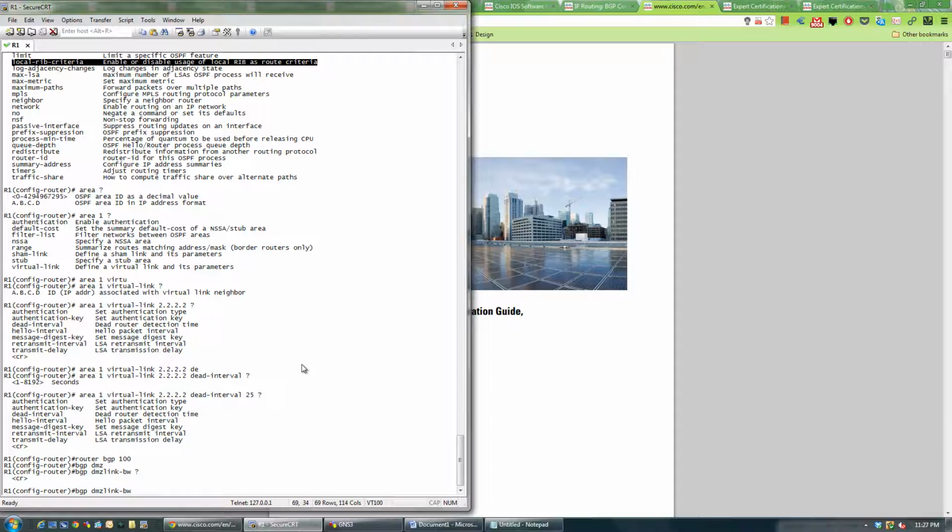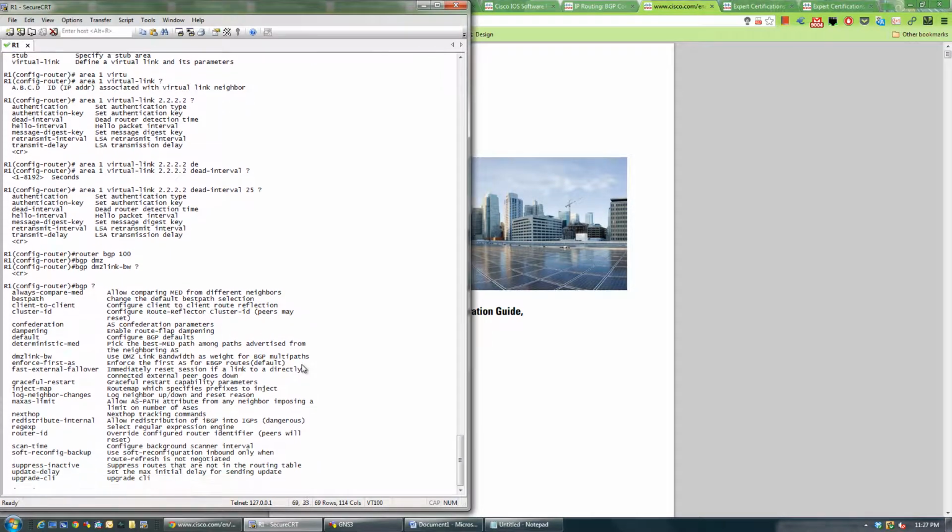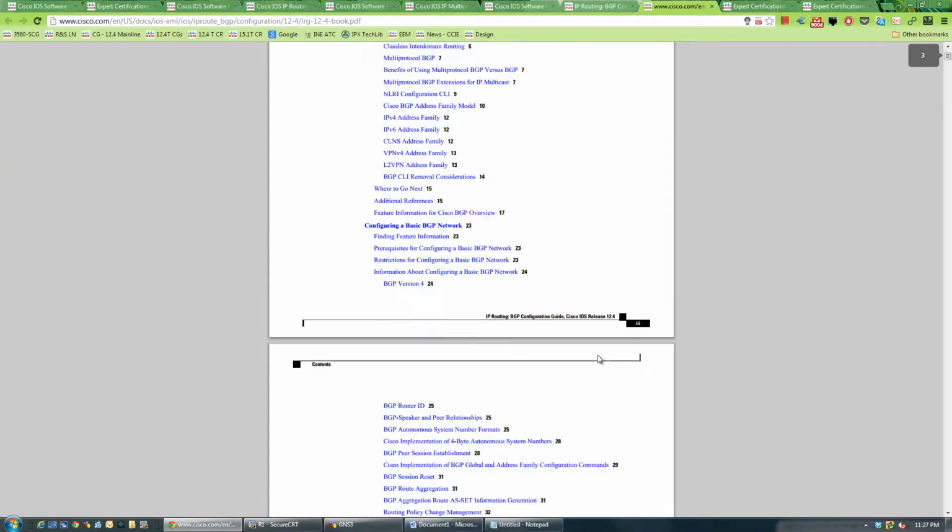So read about all these menu items ahead of time, make notes about all these things, and then you will be able to appreciate the knowledge that you have amassed by going through all of these commands. So let's talk about BGP.